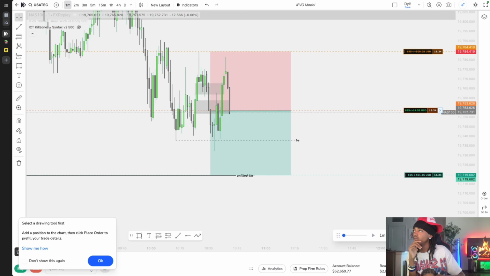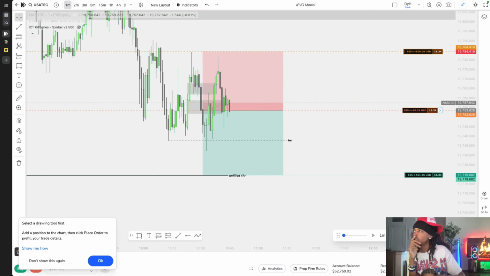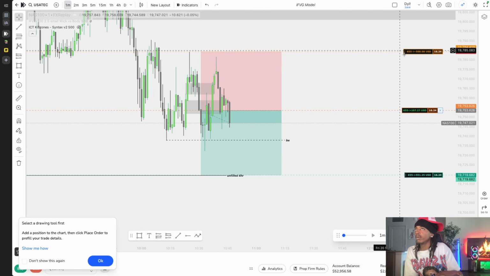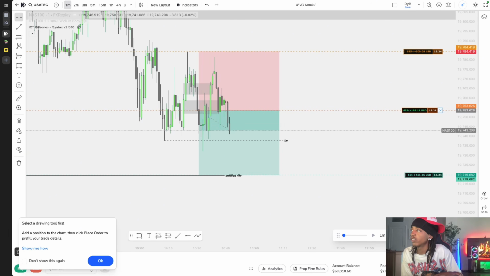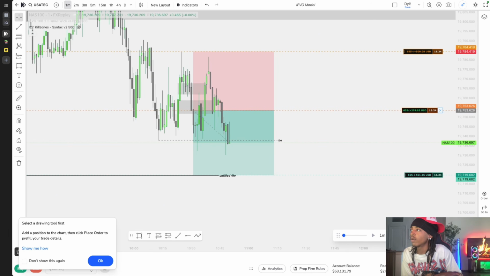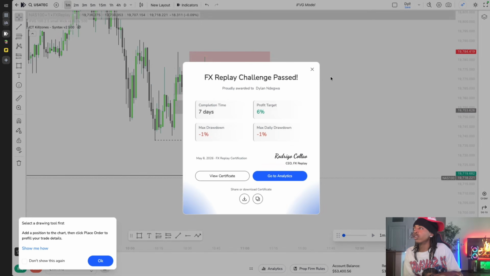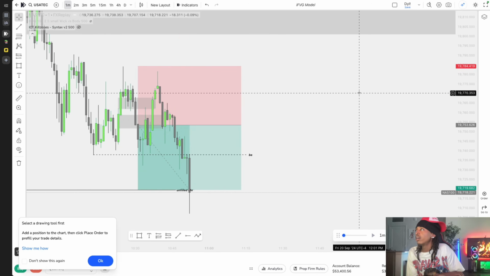I should have probably closed. Okay, I'm gonna get very tight with this stop loss. We never ended up taking that 4 hour though, so I do like it still flipping. Yes, sir. Okay, and just like that, we have passed the challenge. So 4 and 1. Nice trades all the way through. Max daily drawdown of 1%. Took 7 trading days. Not too bad at all.